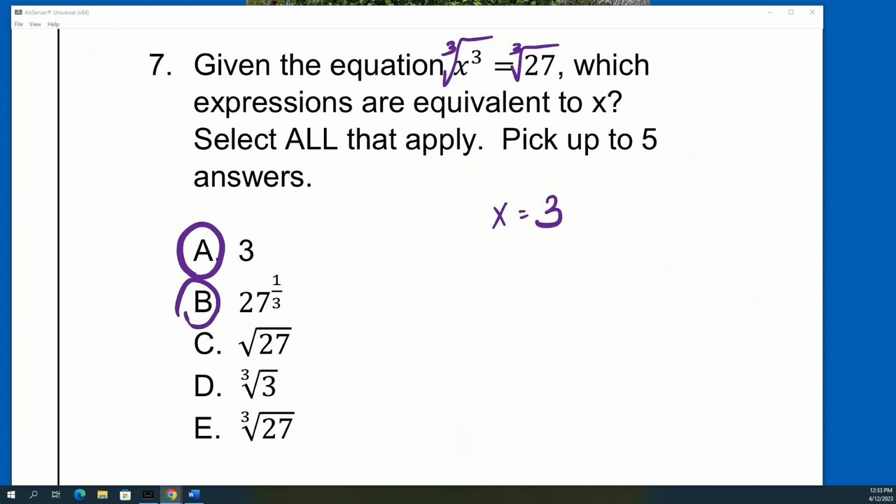B and E. Good. So E is basically what we wrote right here. So if you showed your work, you can see E immediately. And then, like we just said a second ago, raising something to the 1/3 means it's the cube root of 27. So those are all the same.